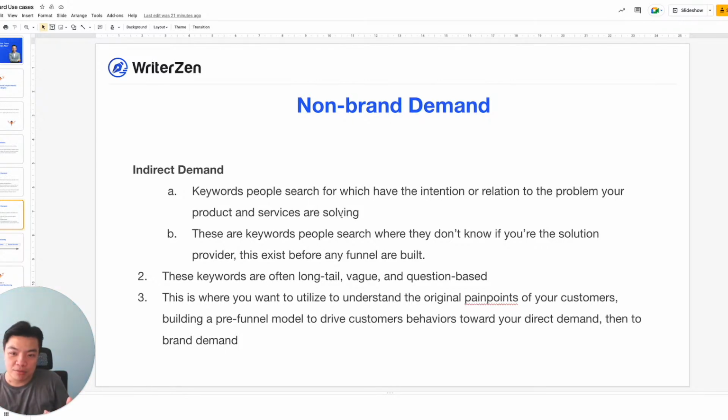I have a problem, I don't know what the solutions are, give me choices. So these are keywords people search where they don't know if you are the solution provider. This exists before any funnel is built. These keywords are often long tail, vague, and question based. This is where you want to understand the original pain points of your customers, building a pre-funnel model to drive customer behavior toward your direct demand, then to your brand demand.